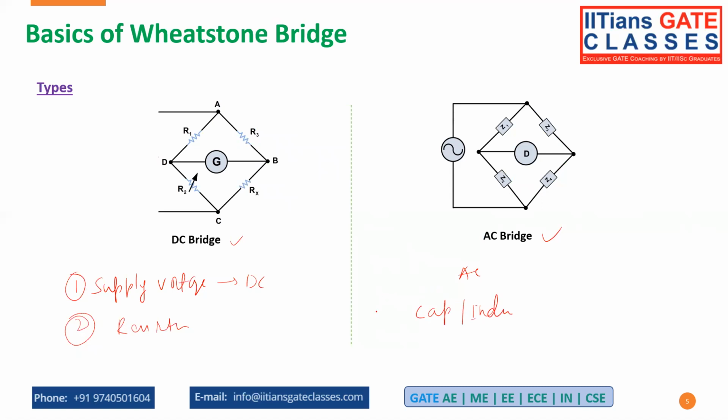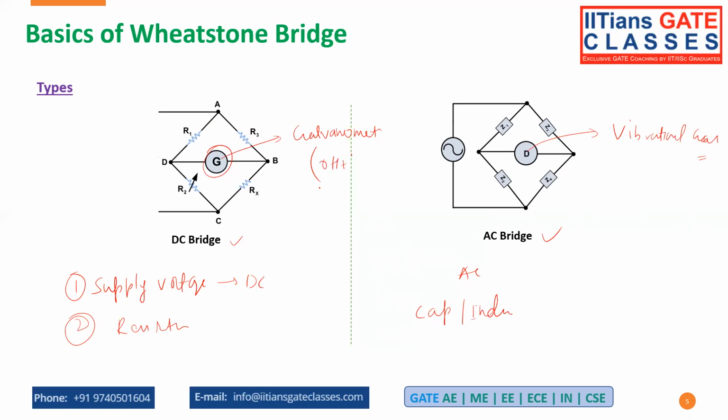So these are the types of the Wheatstone bridge, AC or DC. One more thing we can see is G. G stands for galvanometer, and D stands for detector, or vibrational galvanometer, right? So what is the frequency of the galvanometer here? DC galvanometer.